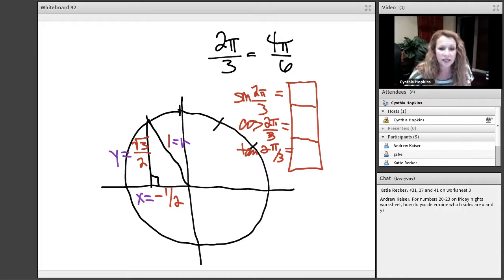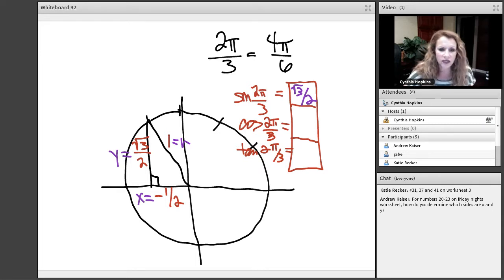Okay, so sine is defined as y over r. The y is rad 3 over 2. And the reason I'm writing it right away is because I know I'm going to divide by 1. Dividing by 1 doesn't change your fraction, so that's why it's so nice to use a unit circle. So there's my sine of 2 pi over 3, rad 3 over 2.